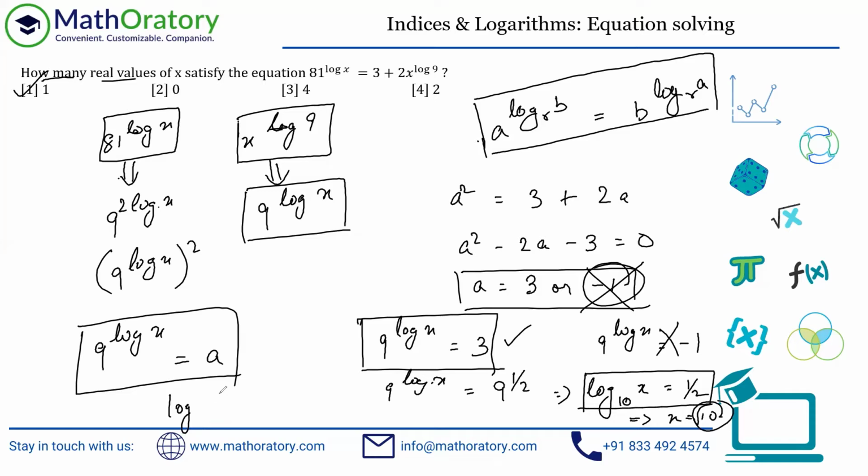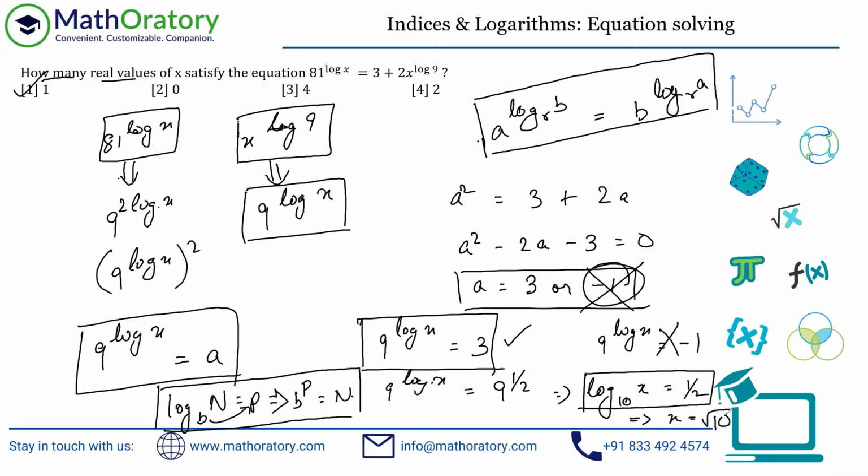Logs and indices have this relationship between themselves. Whenever you have log of n to the base b equal to p, effectively it means that b raised to this power p will give us n. So this is the basic relationship between logs and indices. That is what we have done here. So log x base 10 equal to half implies that x is equal to 10 to the power half, which is root 10. I've written root 10 here, by the way, if that is not legible. So x is equal to root 10.